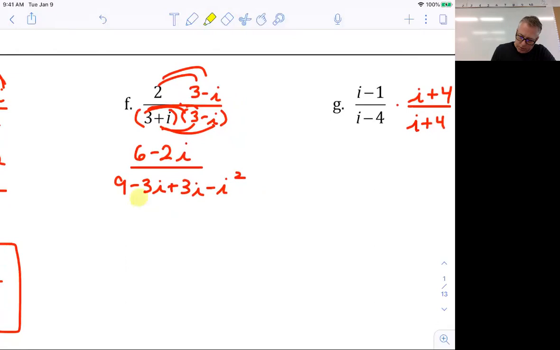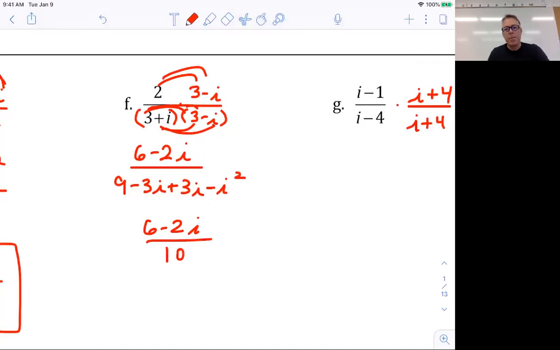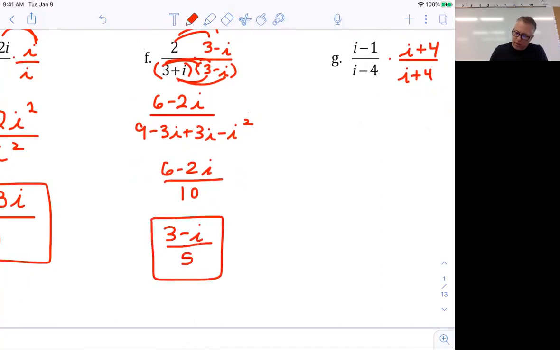So this is good news because if we use the complex conjugate, the two middle terms cancel out. The last term will have an i squared. That's going to become positive 1 because it's minus negative 1. So I have the top is 6 minus 2i, and the bottom is 9 plus 1, or 10. And now those are all even, so I should simplify that and divide them all by 2. So I get 3 minus i over 5, and that would be our final answer.